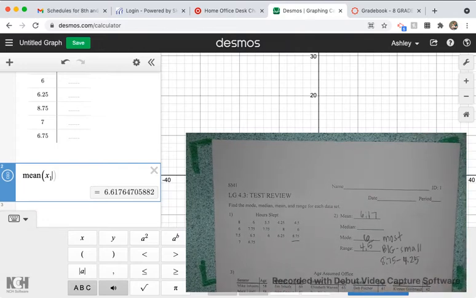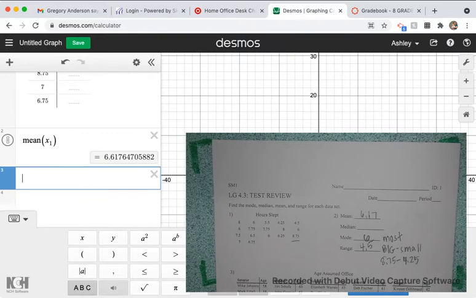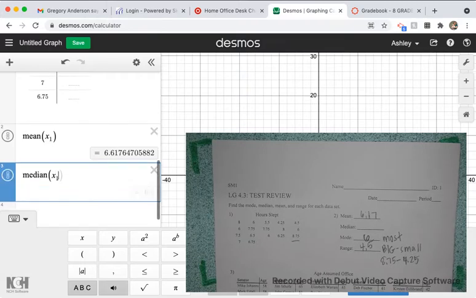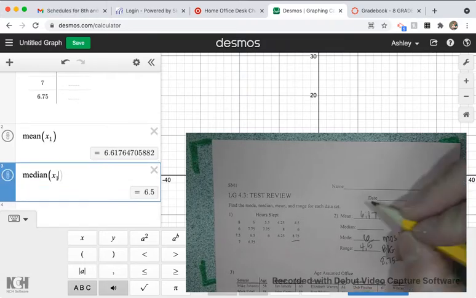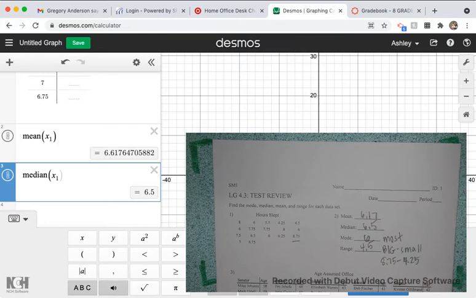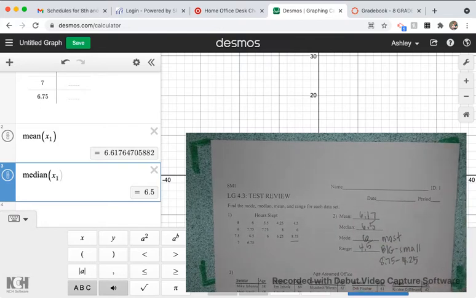And then we're going to do the same thing with the median. We click on the next box, functions, stats, and then our median. So it should say 6.5. The names on Desmos reflect the names that are on your paper. So that's how you do 1 and 2.